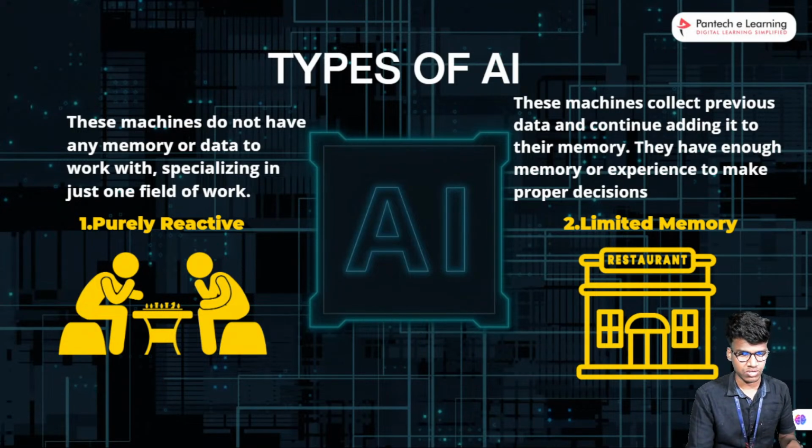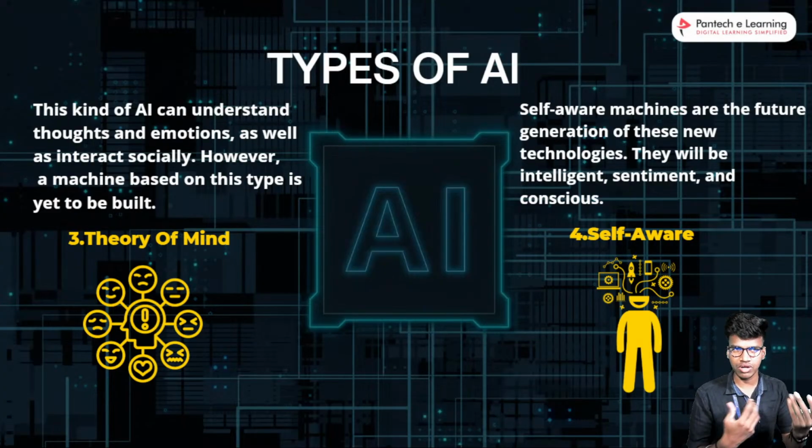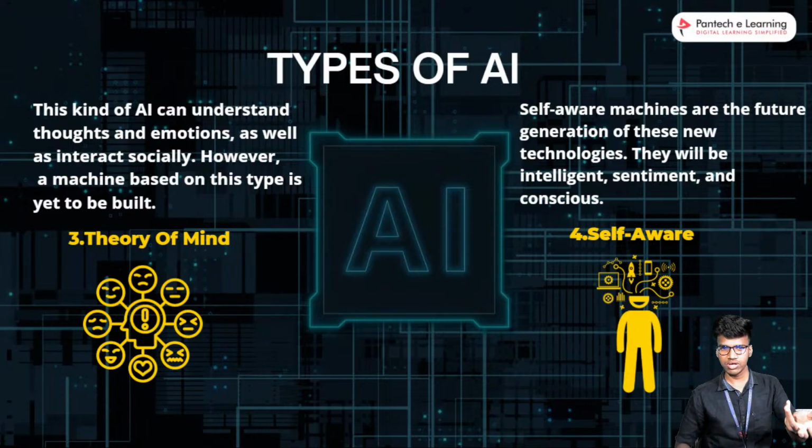Okay, so the next one is theory of mind and self-aware. Theory of mind works fully based on human emotion. This kind of AI can understand thoughts and emotions as well as interact socially. However, a machine of this type is yet to be built. For example, take Snapchat and Instagram filters. Snapchat has a variety of filters in the application: funny filters, horror filters, games, beauty filters, everything is there. One of the most trending and familiar ones, everyone knows, like students, right?